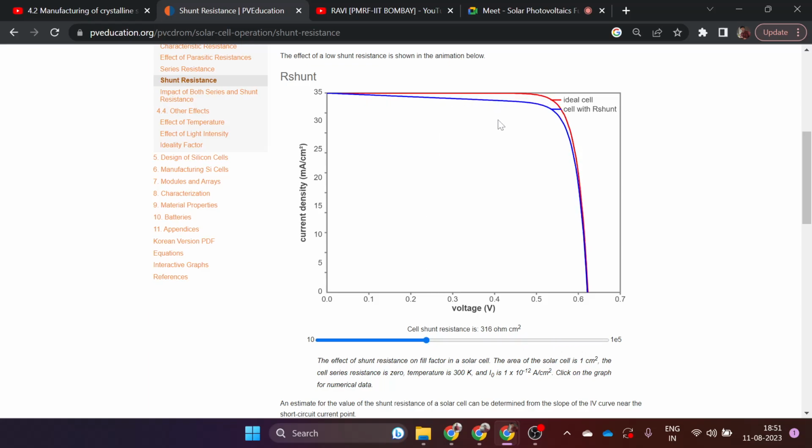This part. In the case of series resistance, the lower part or the part near VOC was changing, but in this case, the part near ISC is changing. See, this is the impact of shunt resistance.